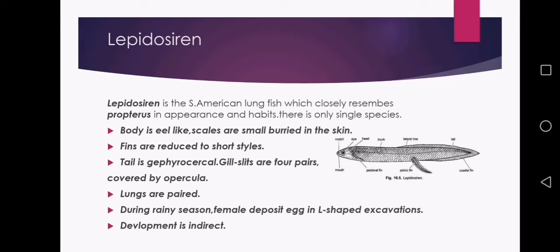Each larva has 4 pairs of external gills. The larval life lasts for nearly 2 weeks. Then the larva transforms to an adult.